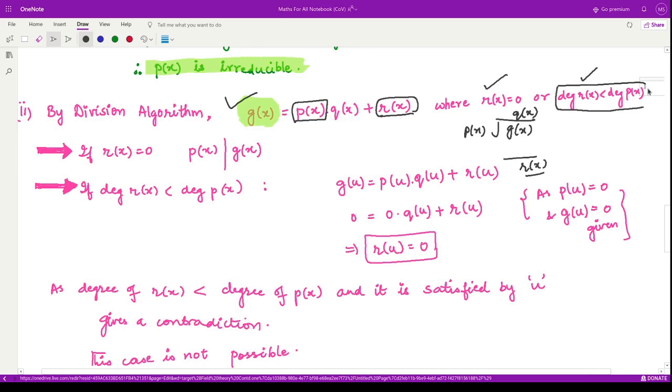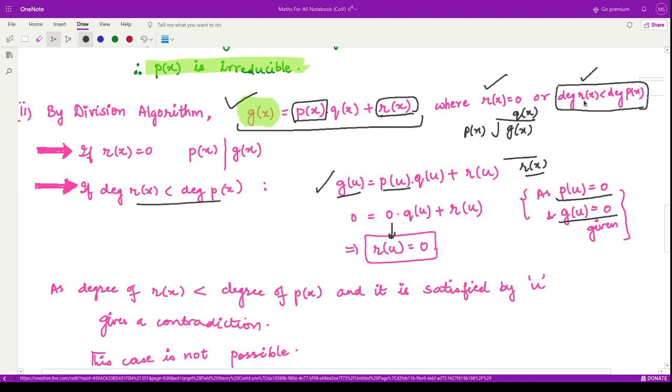If this is the case, so in that case we have this thing. We can substitute u in place of x, no problem in doing that. Now in the question we are given another polynomial g that is also satisfied by u, and the original polynomial of least degree that is also satisfied by u. So this quantity is 0, this quantity is 0, so we are only left with r(u) is equal to 0. That means when you substitute u into r(x), you get 0.